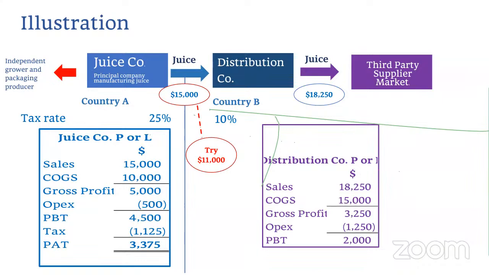So that transfer price becomes sales to Juice Co. Because it is being sold to Distribution Co., don't forget that Distribution Co. too is still selling to the third party. So that $15,000 becomes the cost of goods sold to Distribution Co., and you can see that there under Distribution Co. Distribution Co. now sells this product to the final third party market at $18,250.